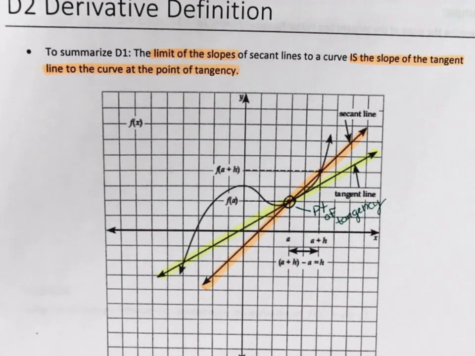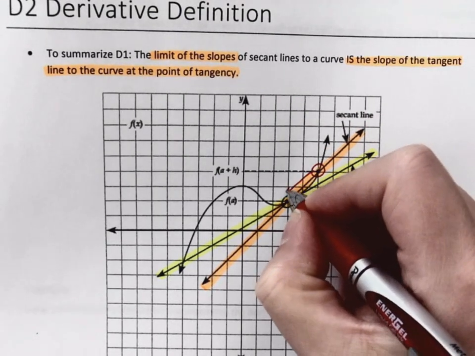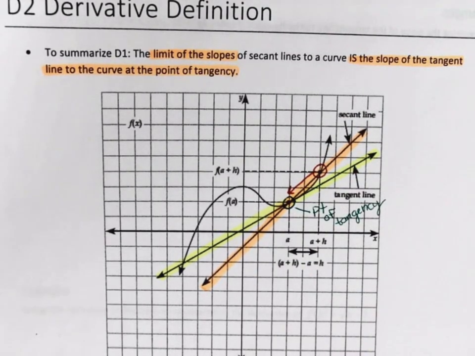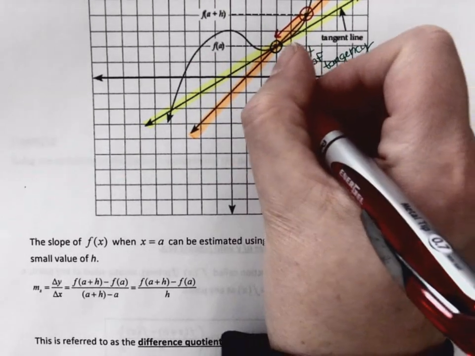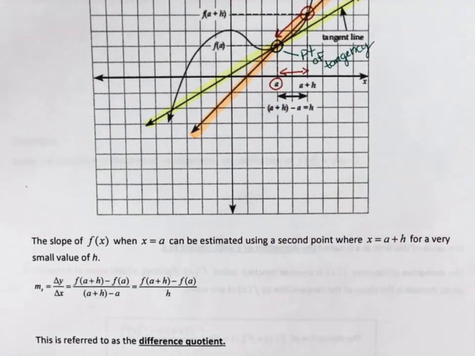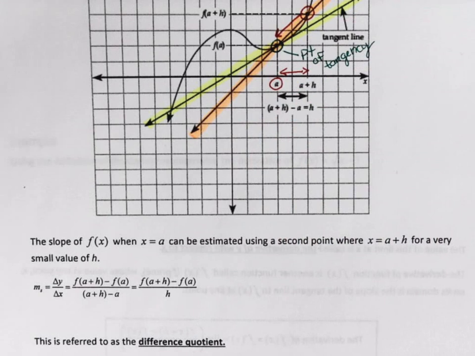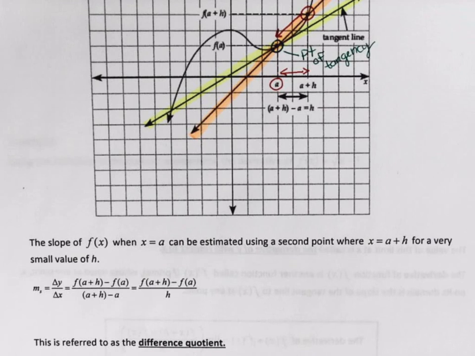But the whole goal here is to move the second secant point closer to the point of tangency. And the closer we get, the more accurate of an estimate we get. So when I'm talking about A and h, A being the point of tangency and h being some distance in between them, the idea is we want to get h really, really small. We want that increment between the point of tangency and the other secant point to be really, really small.